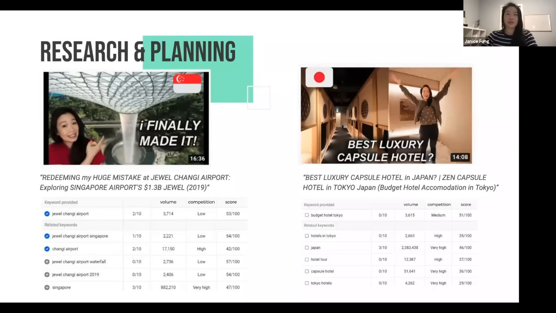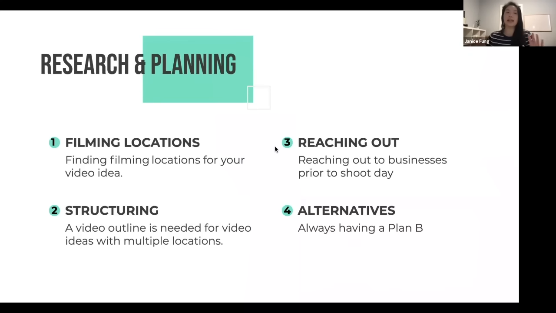Once I have done this, and once I know what my video idea is going to be, what my title is going to be, then it's the next part of the research and planning. Because I make food and travel videos, this is the part where I research restaurants that I'll go to or locations that I'll feature. So firstly, what I need to do in my planning process is I need to find filming locations.